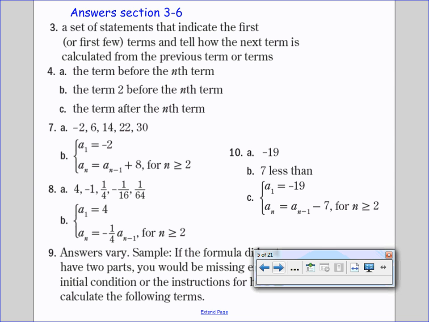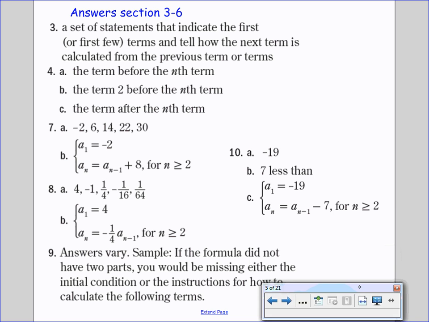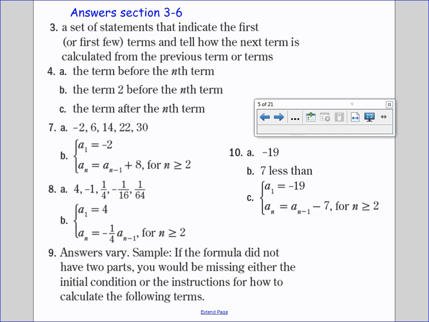Move that out of the way a little bit here. And so I'll be advancing the slide.